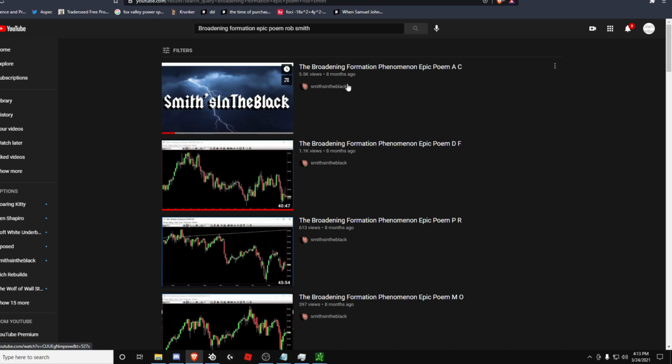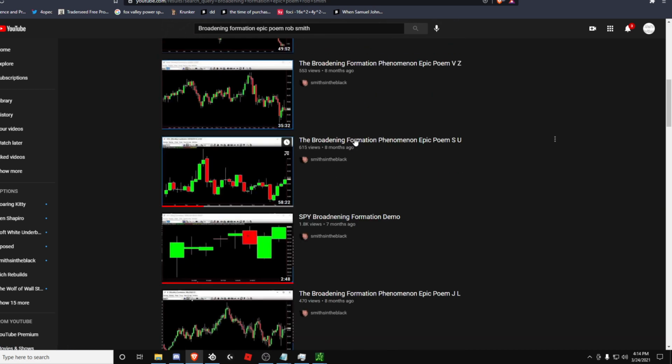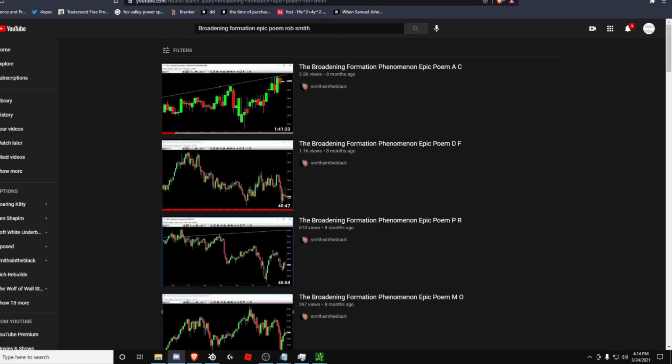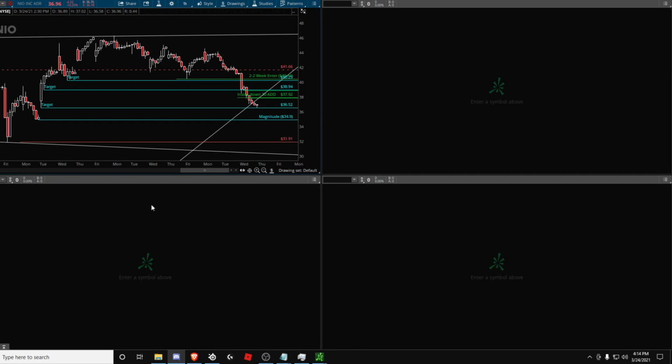He has an epic poem where he goes through all of the stocks in the stock market and draws every single broadening formation on the charts. I can just link that search down here for anyone who wants it. Yeah, there you go. So those are all stratters that Ice Cube just linked. Rob is the creator. Sarah is someone that Rob taught.